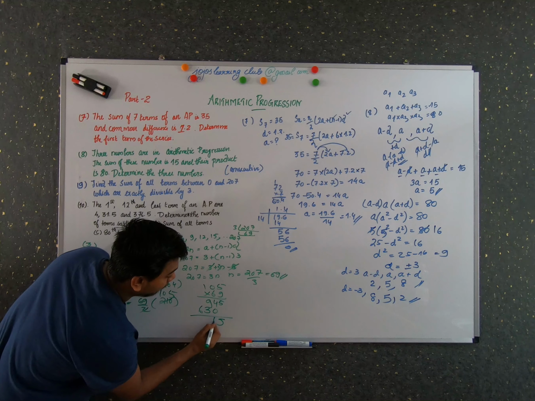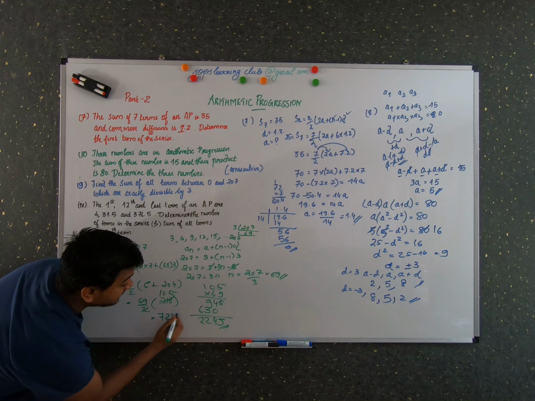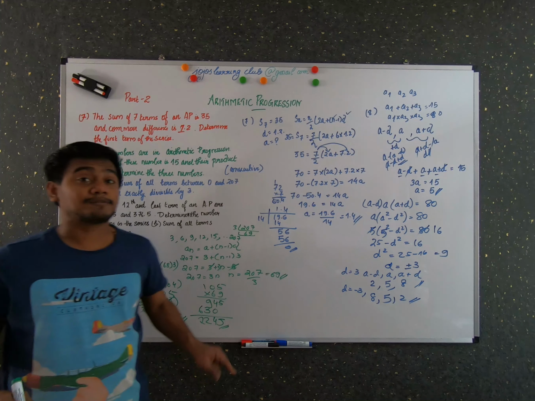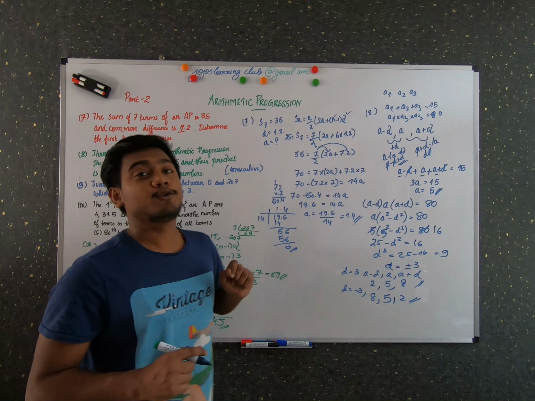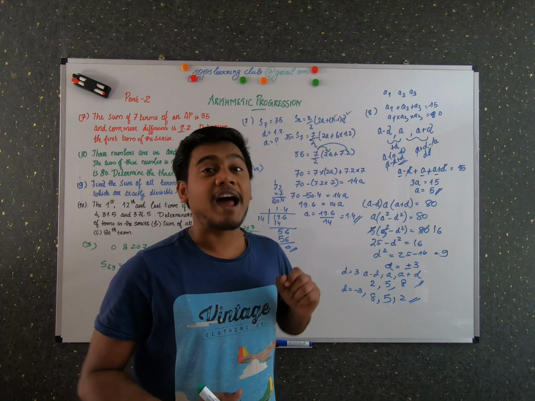630, 5, 4, 7, 2, 4, 5. So the value for the sum of 69 terms in this series is 7245. I hope it's very much clear. And now let's do our last problem.